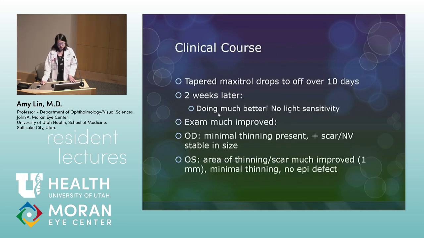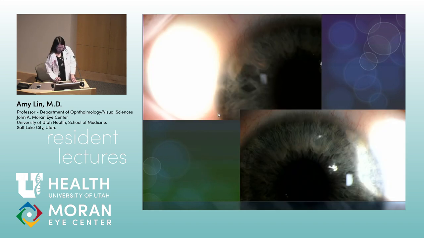So, the clinical course for this patient: we tapered off her Maxitrol drop. She came back a couple weeks later and she was doing way better. There's no more light sensitivity, vision was still good. Her exam was better, and I have pictures of this. In the right eye, there's very minimal thinning present. In the left eye, the thinning was also very much improved. The scar area had improved and no epi defect. It's actually pretty subtle right now. So this is her right eye. You can see this area of scarring and NV and a little bit of thinning here. And the left eye got way better. It used to be the same size as this, and it's just this little 1 millimeter area of scarring and NV there. So she looks really good, very much inactive.